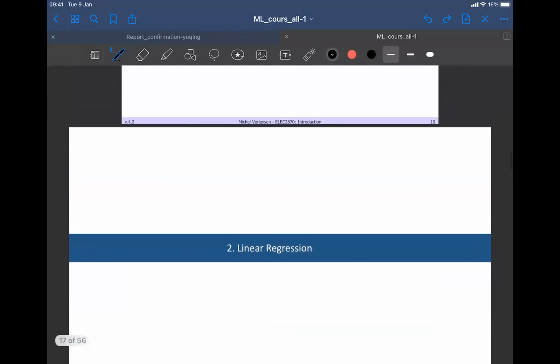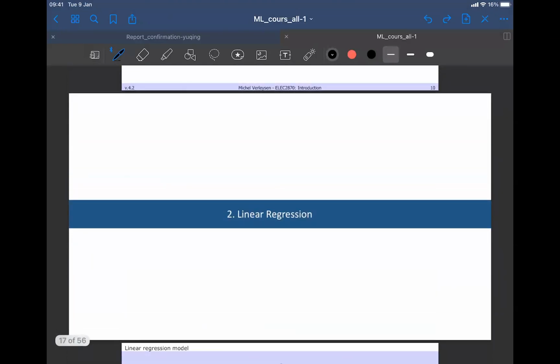Okay, are there any questions up to now? Yes. It means that machine learning is only used for classification of material.